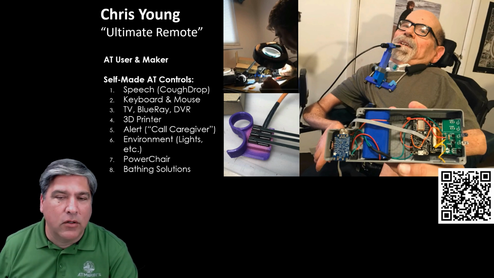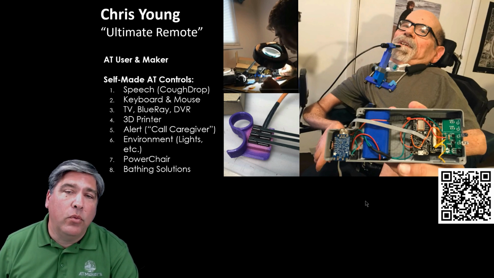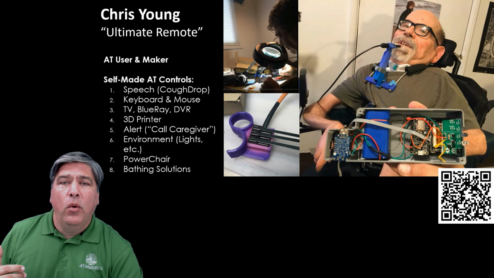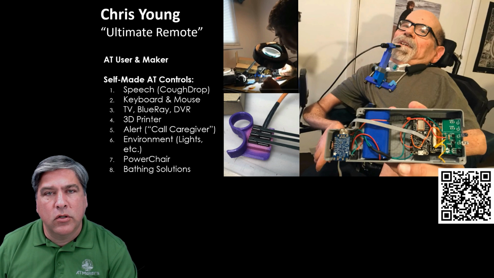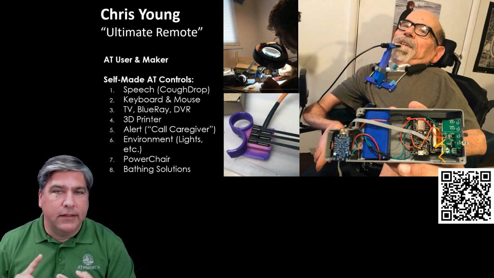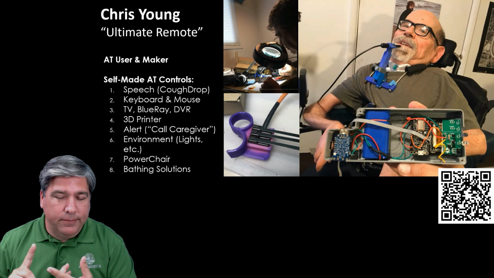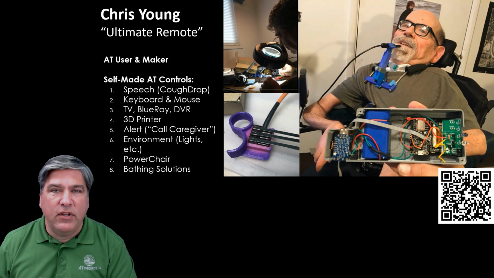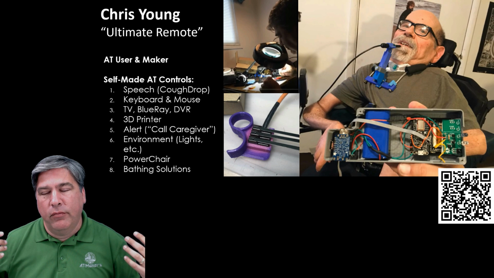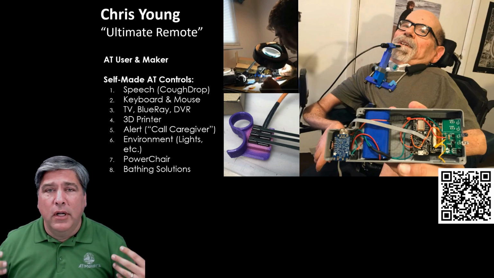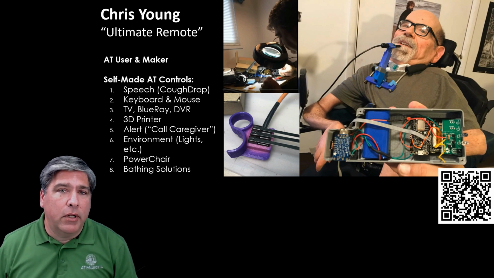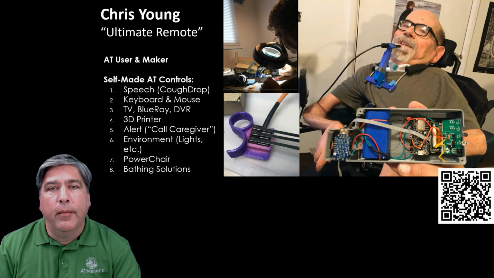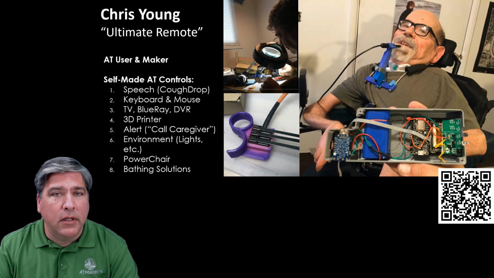The video on the little QR code on the right, wherever it is, over here, if you watch that, I did a tour of his home where he walks me through all of the things that he has created over the years in order to control his house: his lights, his television, his DVR, his computer, his 3D printer, his power chair, everything that he needs in order to be able to control the world around him. He has wired it into the very limited motion that he has.